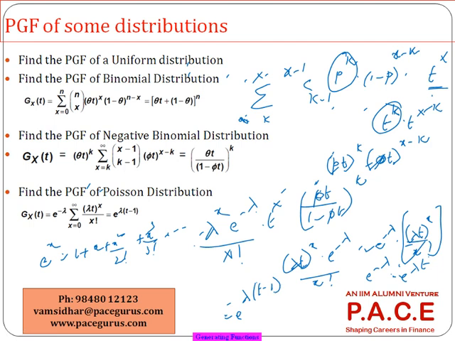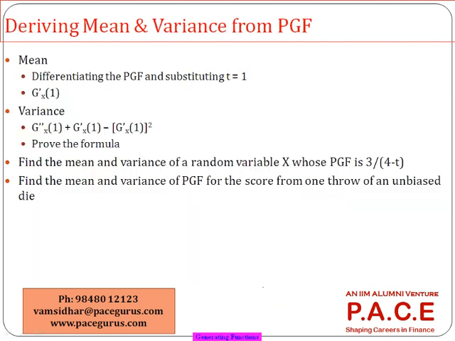But okay, the other side is the application part. How do I find the mean of a probability generating function? Mean and the variance. The simple logic is, if I want the mean, take the derivative of the probability generating function, differentiate the PGF and substitute t equal to 1. Now just take an example, right? 3 by 4 minus t. Let's say this is the probability generating function which someone has given to us.